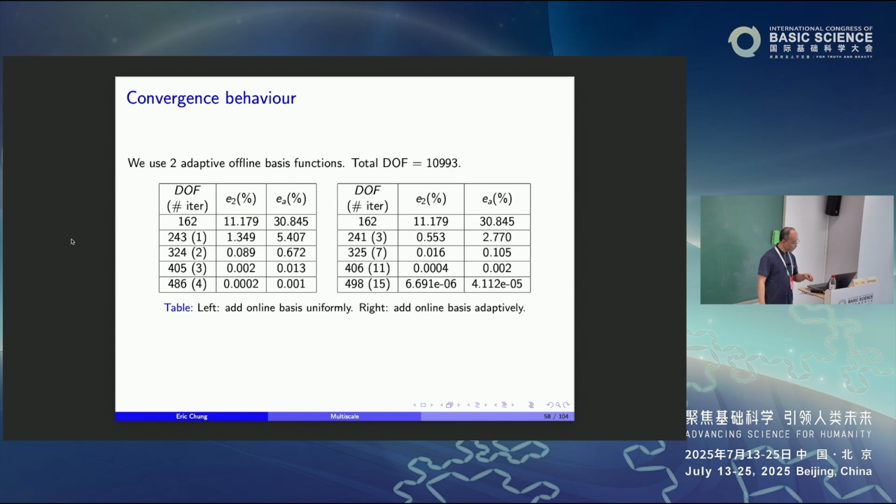If you look at the error, these are the numbers. This is the number of unknowns in the original system, and these are the number of unknowns in our system. You also observe that the error can be about 1% in L2 and 5% in energy norm when we use about 243 unknowns. You see that this is much less than the original system.